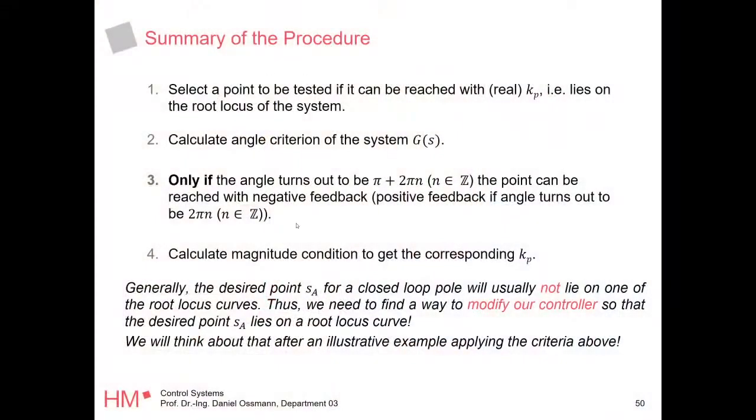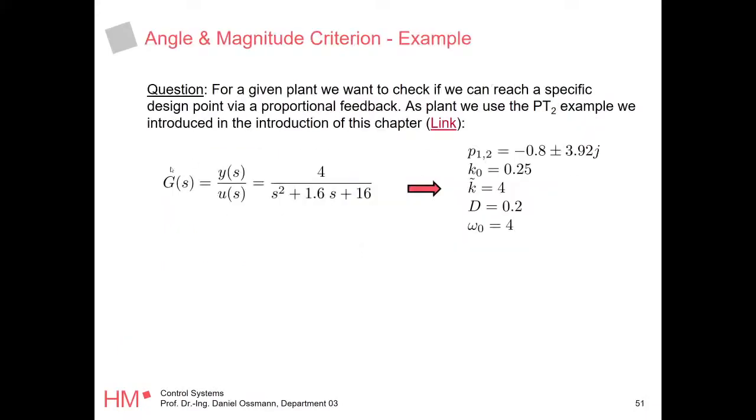So let's stick to the angle criterion for the moment and take our beloved system here, which is this PD2 system. And we have covered this a couple of times, right? We have the poles at minus 0.8 plus minus 3.9. We have a static gain of 0.5, right? 4/16. This guy here, we need that explicitly later on. It's 4, right? Because all of this we cover by the pole zero map.